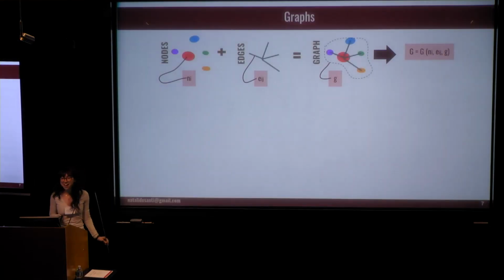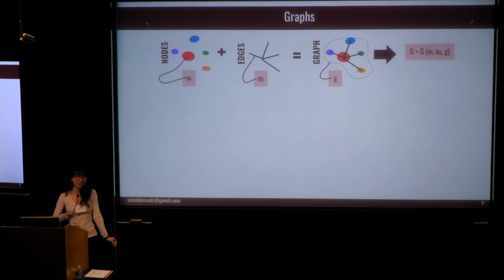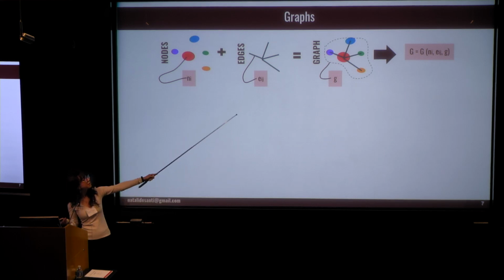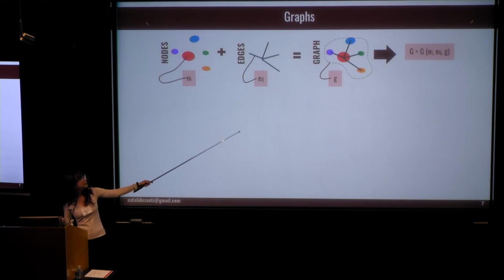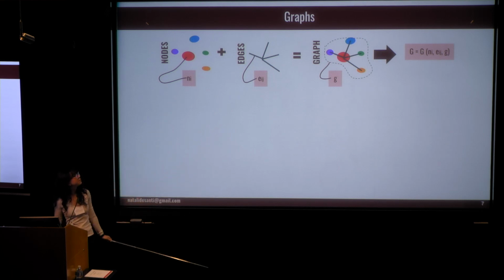So, let's talk a bit more about graphs. Unfortunately, I don't have time to go into all the details, but the main idea that I would like to say about graphs is that graphs are mathematical structures composed of nodes and edges, and then we have the final graph, which can be described by three things: the node attributes, the edge attributes, and then a global property for the graph.